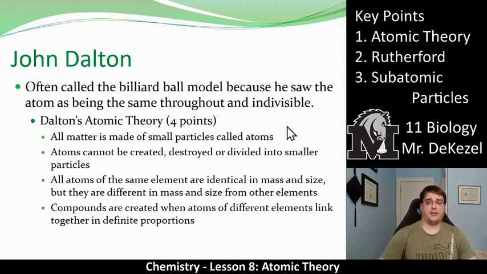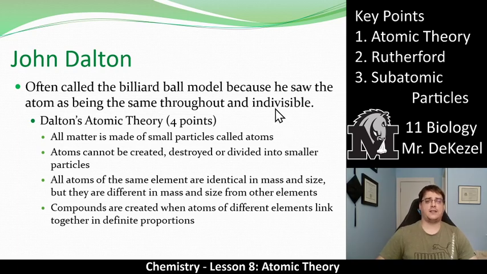All atoms of the same element are identical in mass and size. So all atoms of gold are the same. All atoms of hydrogen are the same. All atoms of helium are the same. But they're different from the other elements. So gold and helium would not be the same as one another, but they'd be the same as all others of that same element. And compounds, which would be like water and carbon dioxide, we're going to talk about those in particular later. When those are created, atoms of different elements link together in definite proportions. So these are 4 things that Dalton had in a theory and are all at least somewhat true and can be used as we move along to learn our other models. So there are some things that are correct and there's some things that aren't.